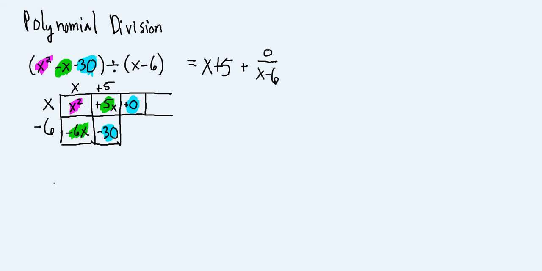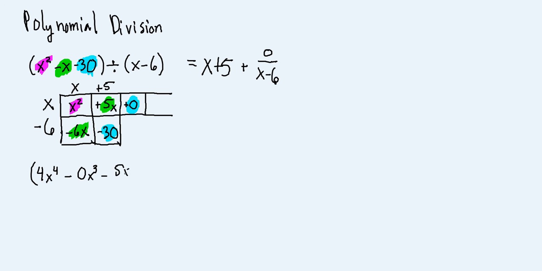Here we have, let's do one with a remainder. Here's a good one. We have 4x to the 4th minus, and I'm going to add this. This is 0x cubed. We're missing a term.